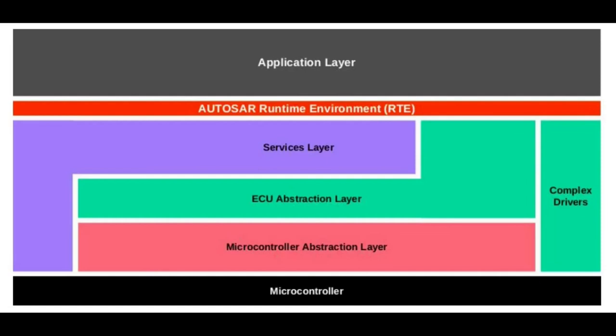Second one is ECU abstraction layer. The modules which have dependency on the peripherals of the ECU will be present in the ECU abstraction layer. And the final thing is microcontroller abstraction layer. The modules which have direct interaction with the microcontroller or drivers, I mean drivers present in the microcontroller, that is the microcontroller abstraction layer. This layer will have direct interaction with the microcontroller as well as hardware.